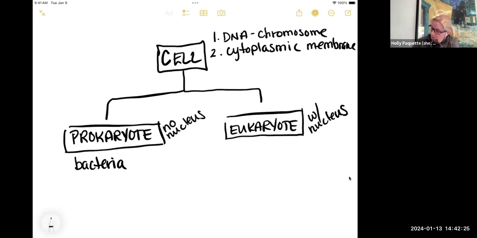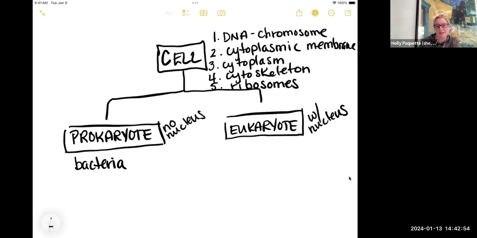Third from this, we have what is called the cytoplasm. And I like to think of this as kind of a jelly that everything sits in inside of the cell, so it kind of fills the cell. We have something called a cytoskeleton. And this is basically the framework that runs through the cell of which things can be attached to or transported through. And then the last thing is something we have what are called ribosomes. And we have multiple of these in cells, and their whole job is to make proteins.